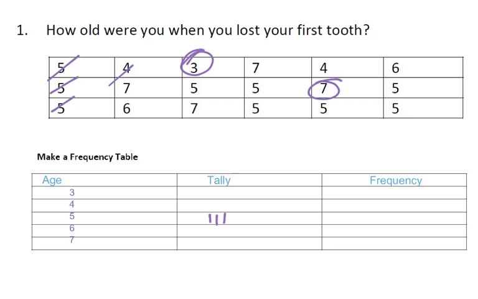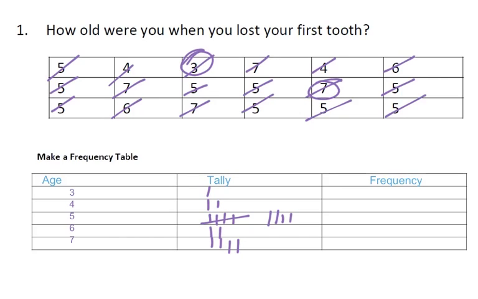so I can put 3 tallies under 5s. Then I have a 4, a 7, a 6, a 3, 5, 7, 7, 5. I have another 5, a 4, a 7, a 5, a 6, a 5, and one more 5.